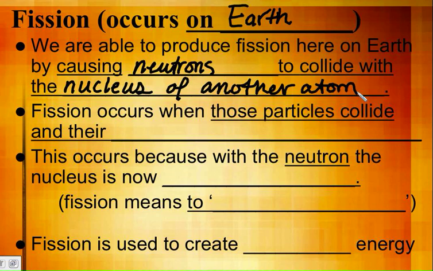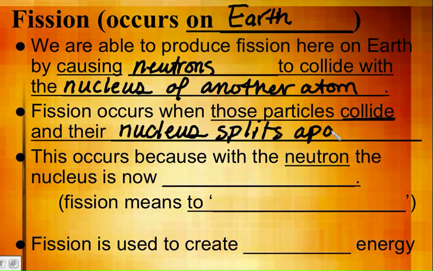When those particles collide together, what we notice with fission is that the nucleus then splits apart. Hopefully you still have your highlighter out, because this is something important to highlight. This is our definition of fission and how energy is created through fission. When the atoms collide together, the nucleus is split apart. When that happens, the atom is now unstable.